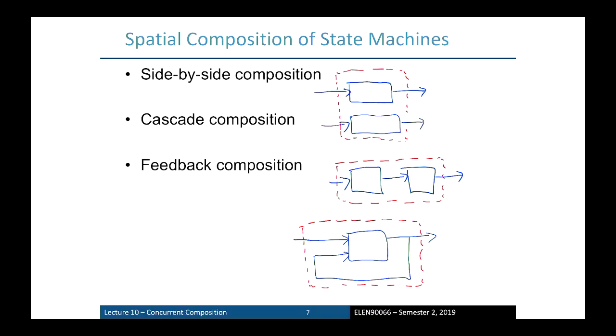So I'm going to go through these in order. We're going to do side-by-side composition first. We'll talk about cascade, and we'll leave feedback right until last because that's the most complex one. In particular, that little thing that loops around there makes our lives difficult. Okay? And we're going to talk about that in future lectures. All right, so I will just say again that all compositions of state machines can be considered themselves state machines. Okay, so all those red boxes are state machines, right?